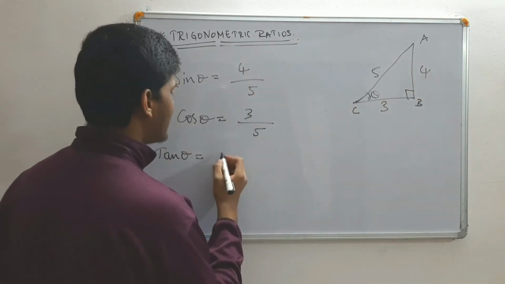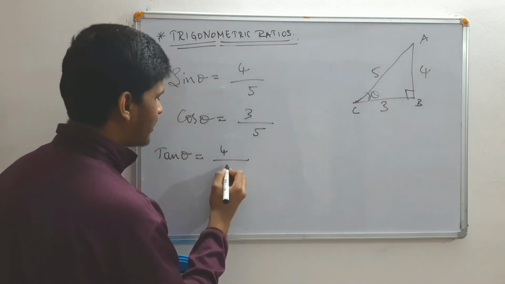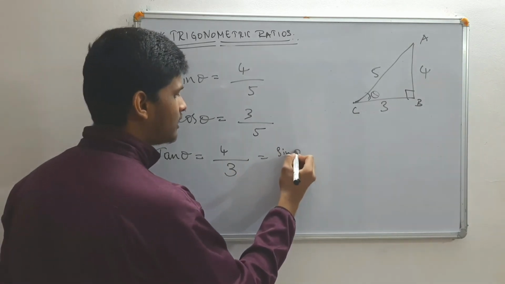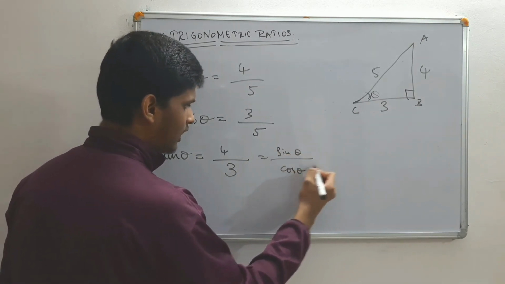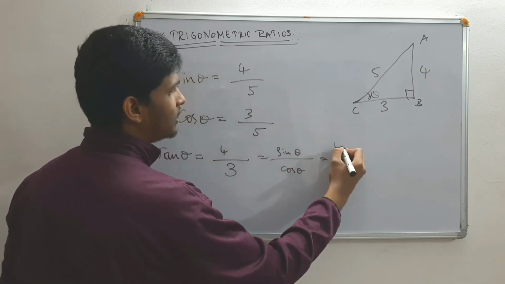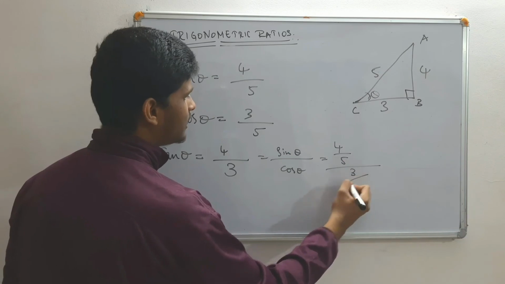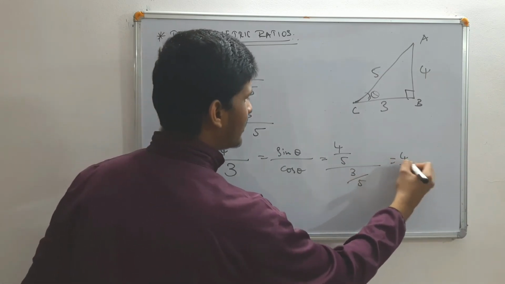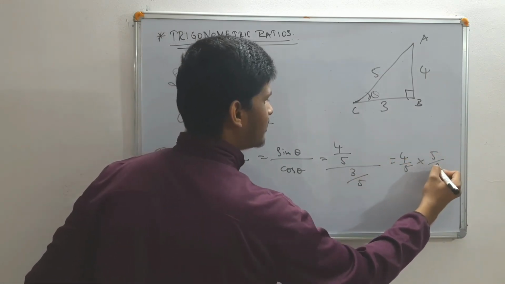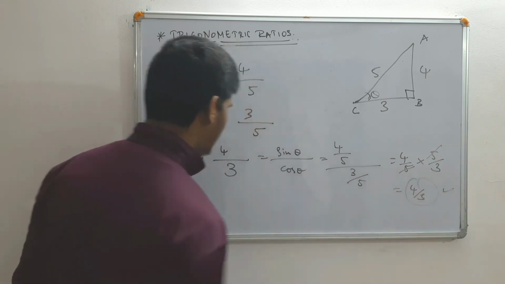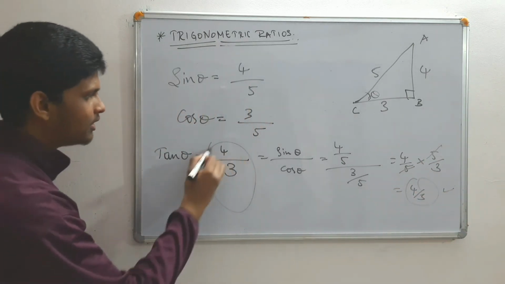The opposite side is AB, so 4 divided by 3, which is also equal to, as you know, sin theta by cos theta. Let's check. Sin theta is 4 by 5 divided by cos theta, which is 3 by 5, so that is 4 by 5 into 5 by 3. The 5 gets cancelled, which gives 4 by 3, and it's correct. Here also 4 by 3.